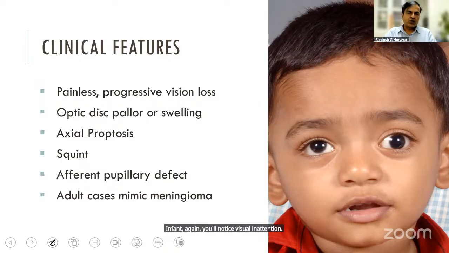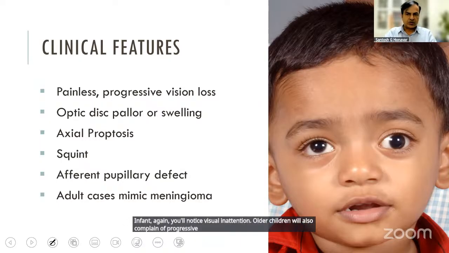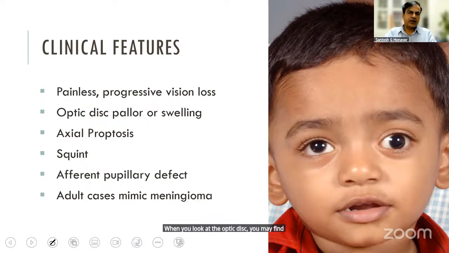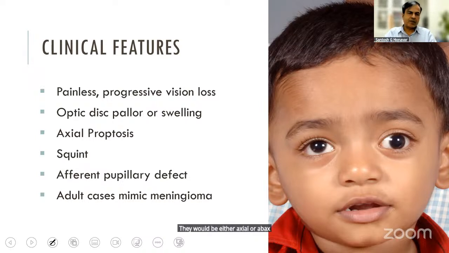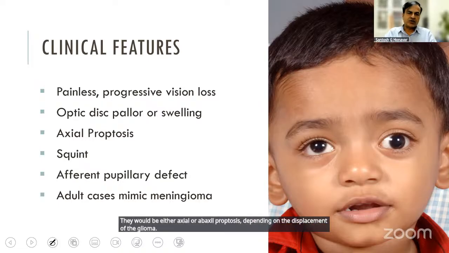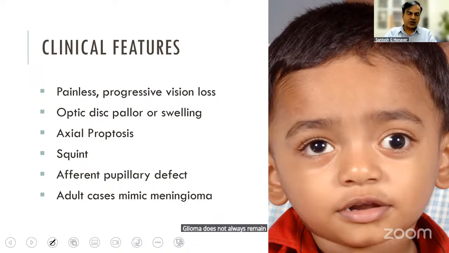Older children will also complain of progressive vision loss. When you look at the optic disc, you may find disc pallor or edema or a combination of both. There would be either axial or abaxial proptosis depending on the displacement of the glioma. Glioma does not always remain in the core of the orbit.